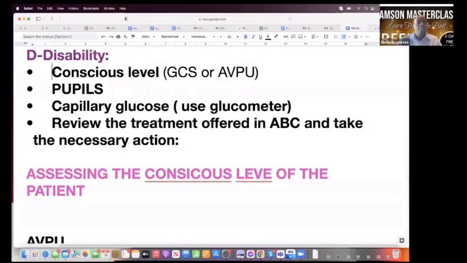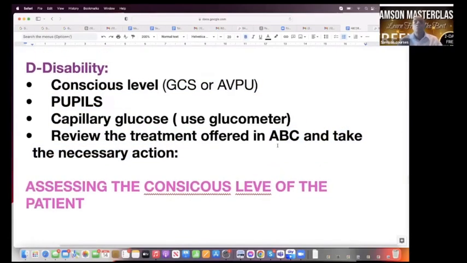So what's the last thing? You assess the conscious level, the pupils, and the capillary glucose. Then we review the treatment you have offered in A, B, C, and take necessary action. So if it is asthma, for example, what did we do? At A, the airway was patent. At B, we gave oxygen and nebulizer salbutamol. At C, we gave hydrocortisone, because with an IV line now, we give 100 milligrams hydrocortisone IV.